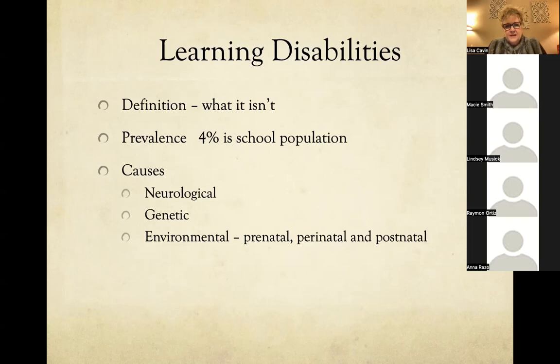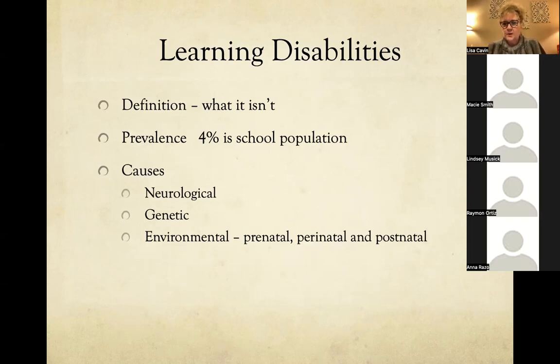And so there's a gap between their intelligence and their achievement in school subjects. So like I said, it's not kids who have low IQ and low achievement. It's kids who have high or normal IQ and lower achievement, usually in a specific area, sometimes in just one area of academics. Again, it's the most prevalent of all disabilities. About 4% of our school population has some kind of a learning disability.